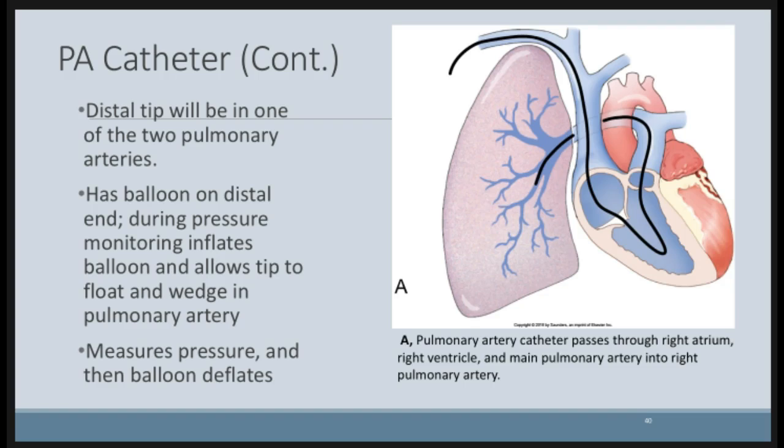And here's one that goes into the right. So you can put it in the left or the right main pulmonary artery. And there's a balloon that inflates when it's measuring the pressure. It doesn't stay inflated all the time, or you'd have a real problem with oxygen getting into your lungs, but it does inflate during the pressure reading to ensure that it's stable.